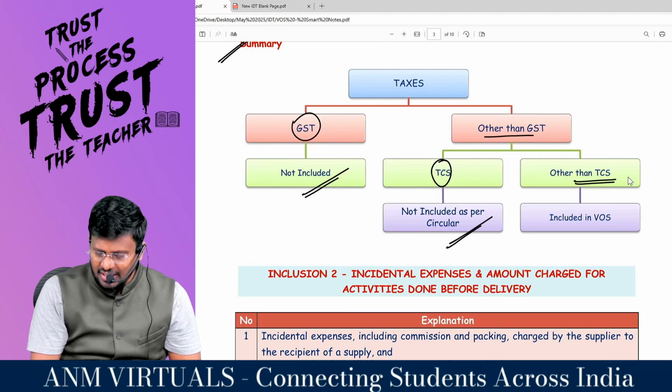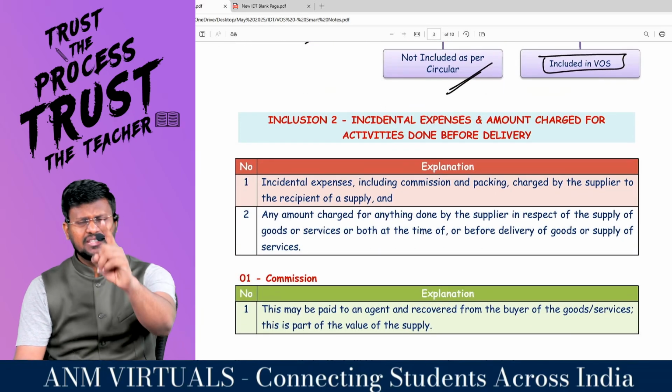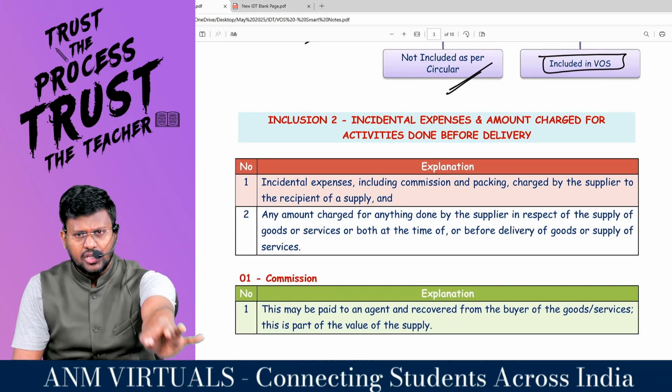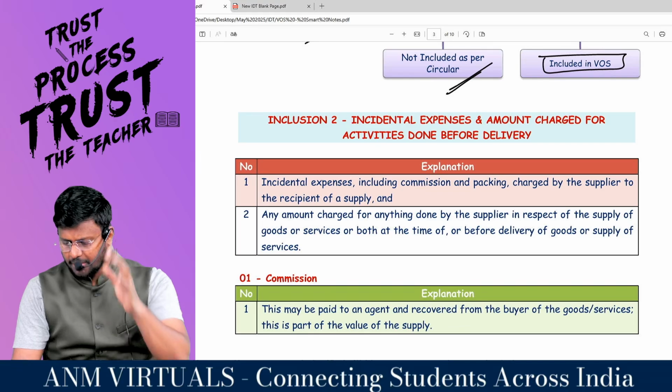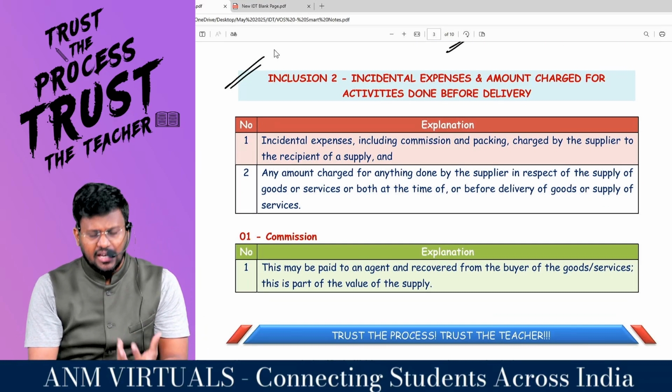Sir, other than TCS should be included in the value of supply. So one line summary of the entire discussion is, sir, all taxes other than GST should be included in the value of supply. Shall I proceed? This is my inclusion number 2, incidental expenses.